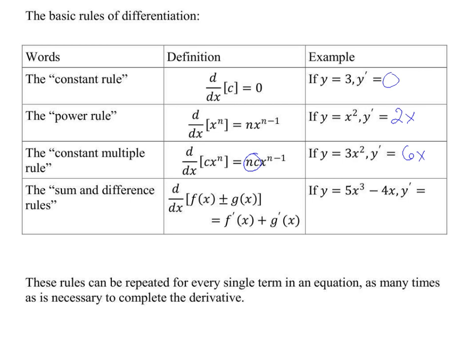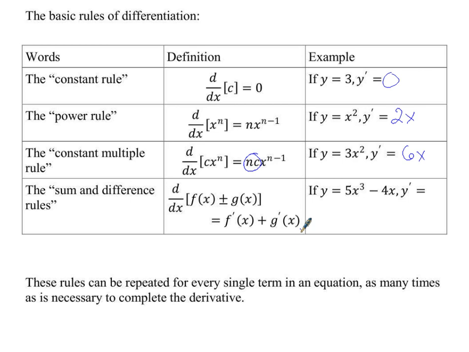Those three rules combine to make the fourth rule, the sum and difference rules. Basically what this says is if I have a whole string of terms, I can take the derivative of each individual term using these properties right here. So if I have one term plus another term, then that would be the derivative of that first term plus the derivative of that second term. It's just like adding limits together.